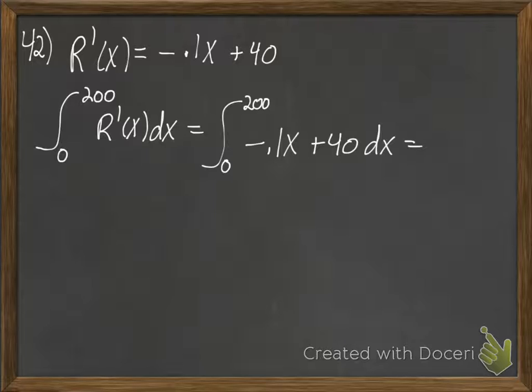So we work out our antiderivative. The integral of 0.1x: you add 1 to the exponent, make it x squared, and divide by it. It doesn't look very pretty, but it works. So 0.1x squared divided by 2, and then the integral of 40, so plus 40x. And we're going to evaluate that at our two endpoints, at 200 and at 0.